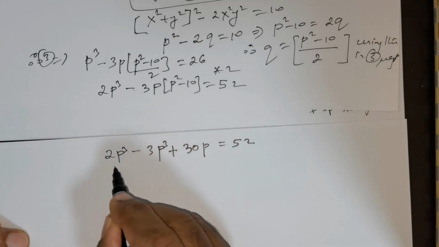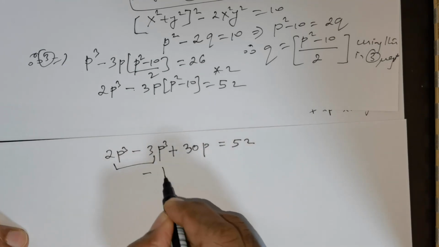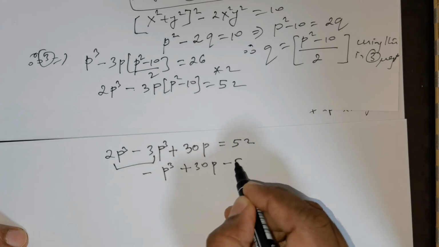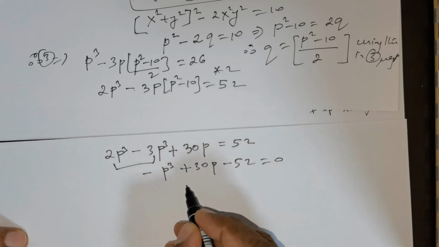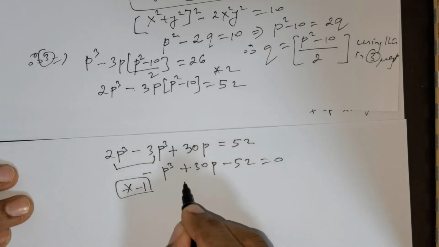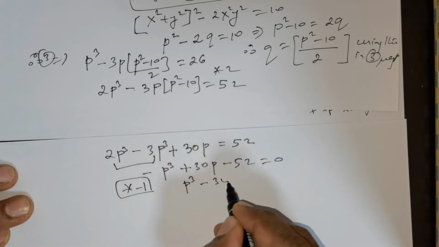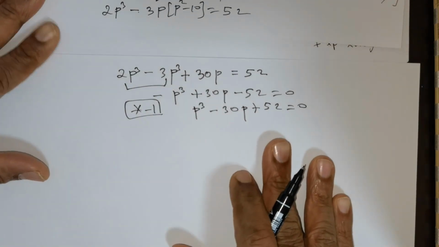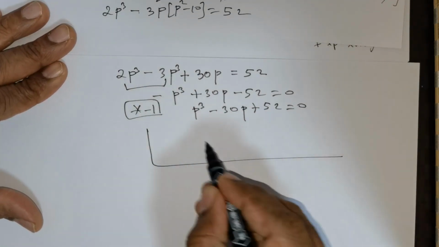Now if I were to add these two things, I would get negative p cubed plus 30p minus 52 is equal to 0. Can I multiply throughout by negative 1? That is going to give me p cubed minus 30p plus 52 is equal to 0. Now what I wish to do is utilize synthetic division.